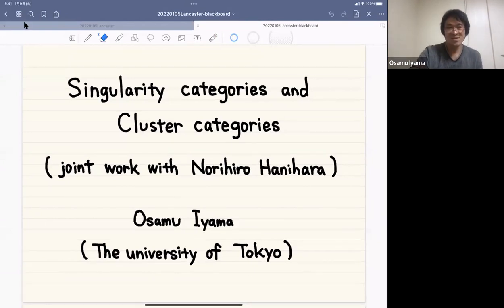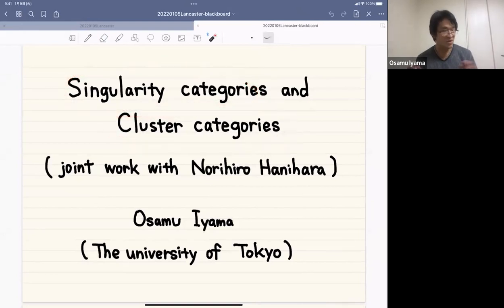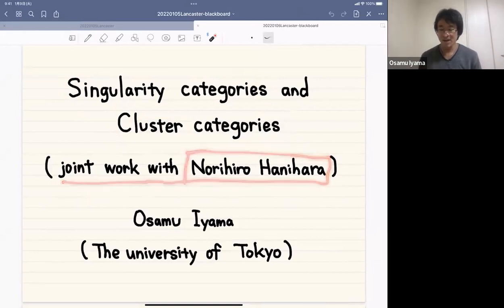So today, what I will talk about is singularity categories and cluster categories. I'm sorry, I changed my title a little bit. My original title on the website was cluster tilting, but actually cluster category is a more suitable title for this talk. And everything in this talk is a part of joint work with Norihiro Hanihara.